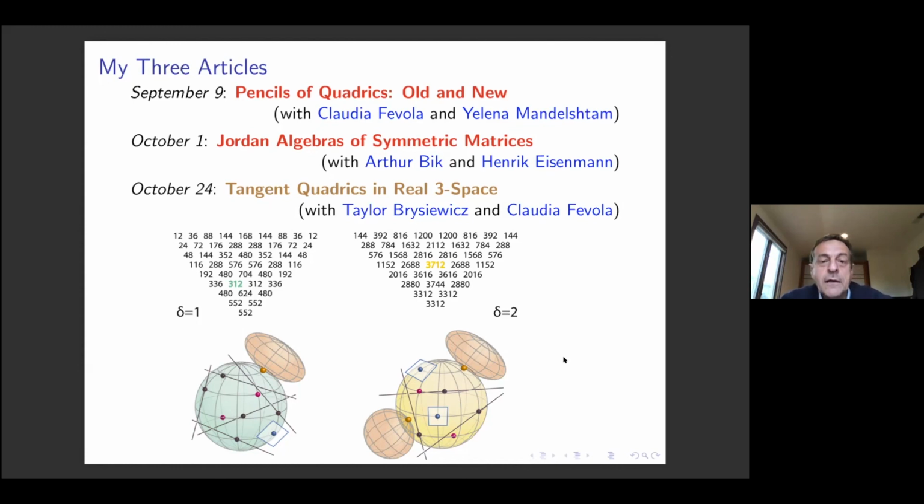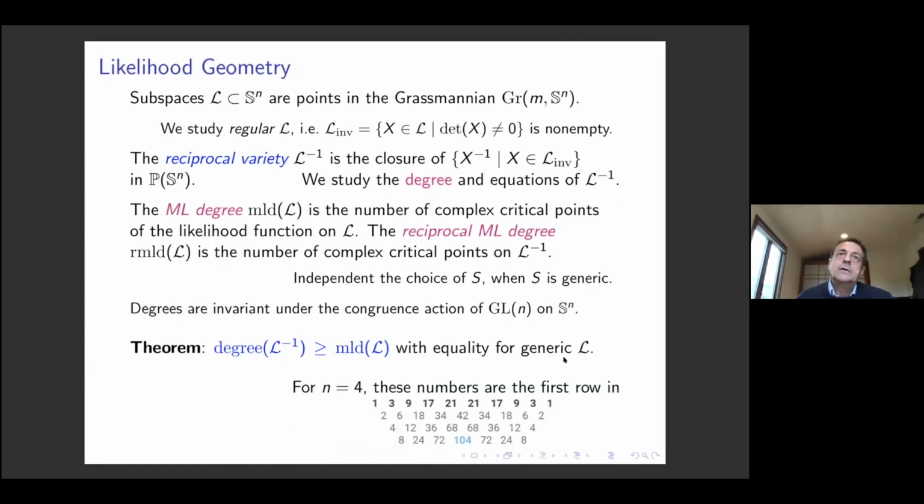This array of triangles, where we pile up these triangles for delta equals 0 or delta equals 1, we call the Schubert pyramid. At the bottom of the Schubert pyramid, you have the previous triangle, and at the top of the Schubert pyramid, you have the 666 million from Schubert. The article with Yelena and Claudia deals with surfaces in particular, but we also do something with likelihood geometry.